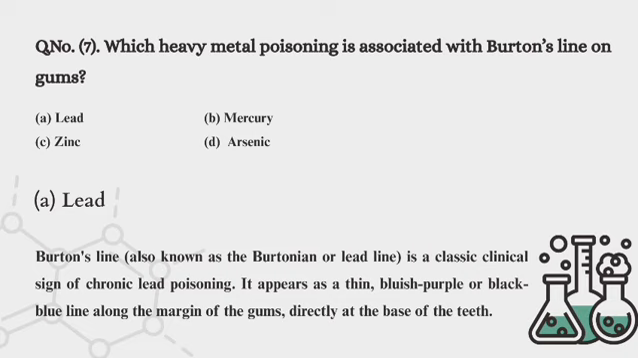Question number 7. Which heavy metal poison is associated with Burton's line on gums? Option A. Lead. B. Mercury. C. Zinc. Or option D. Arsenic. So the correct answer is option A. Lead. Burton's line, also known as the Burtonian or lead line, is a classic clinical sign of chronic lead poisoning. It appears as a thin bluish purple or blue-black line along the margin of gums, directly at the base of the teeth.